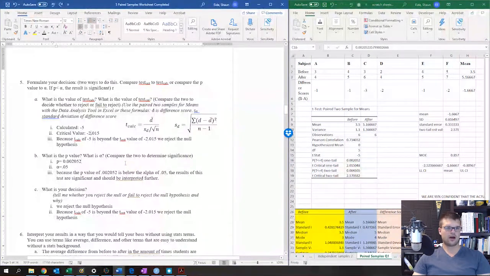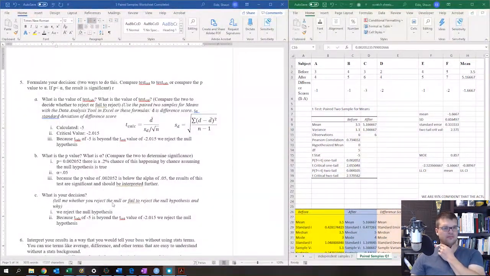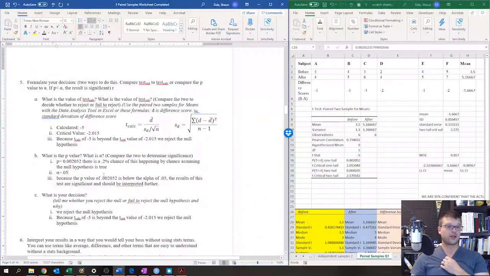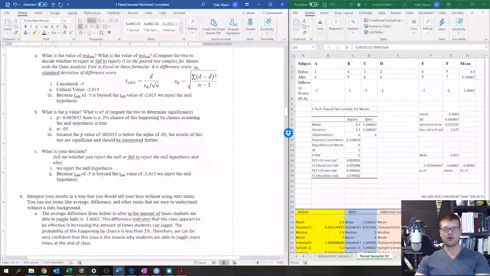Okay, and I can write that out. So I wrote that out right there, and then the alpha is 0.05. Now if we compare the two of these, this allows us to know whether or not this is significant. Because the p-value of 0.002052 is below the alpha of 0.05, the results of the test are significant and should be interpreted further. So what is our decision? Based on that, we're going to reject the null hypothesis.